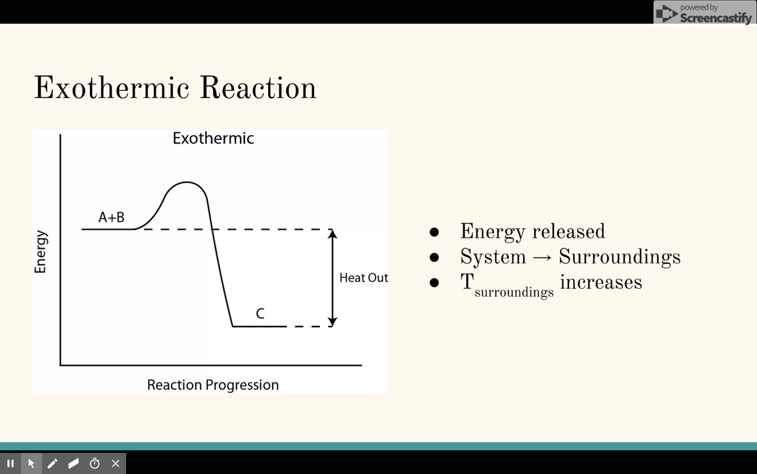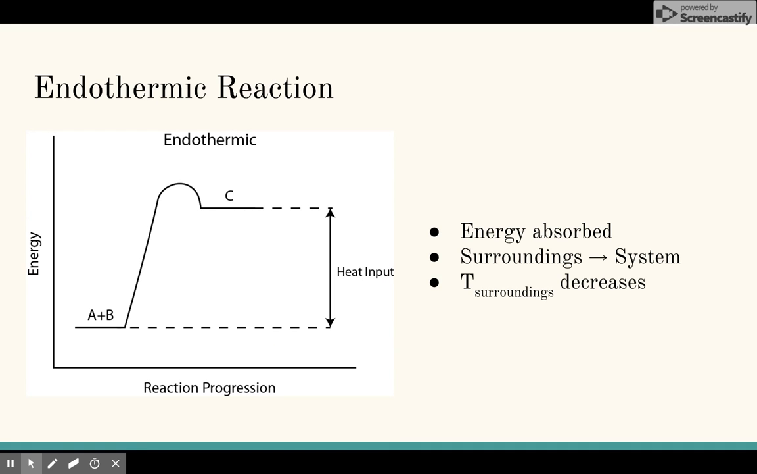In an exothermic reaction, energy is released, meaning it is transferred from the system to the surroundings, raising the temperature of the surroundings. In this case, heat is a product of the reaction. On the other hand, in an endothermic reaction, the system absorbs heat from the surroundings, which in turn decreases the surrounding temperature. In this case, heat is a reactant.